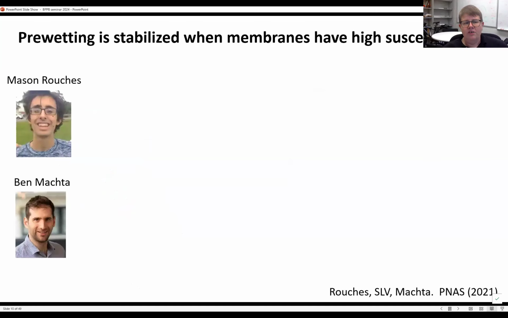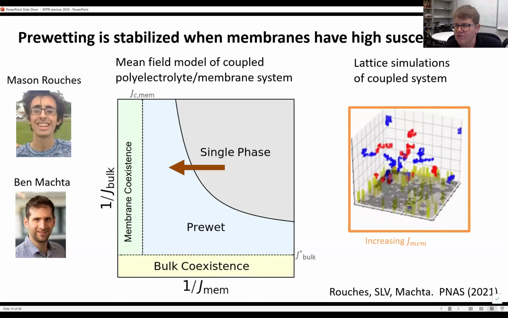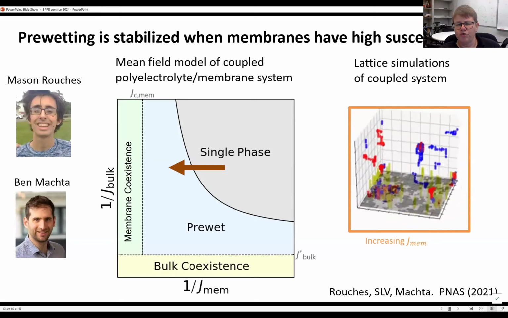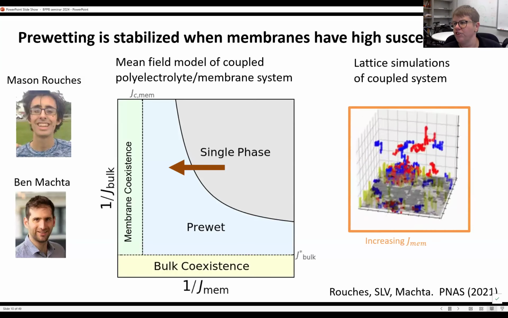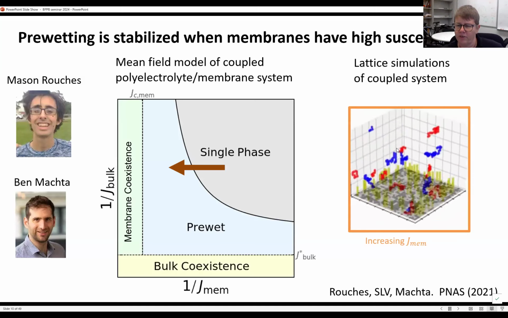Okay. So this was kind of a revelation that Ben and Mason had at the beginning of this project. And so they sharpened their pencils and asked the question, how does being near this membrane phase transition affect when pre-wetting happens? And so they did a bunch of calculations and a bunch of simulations and indeed convinced themselves that when you're near this membrane phase transition, you should just dramatically enhance the regime where you see pre-wetting. And they did this with mean field theory, and they also did this with simulations.